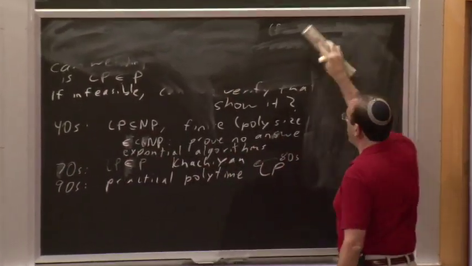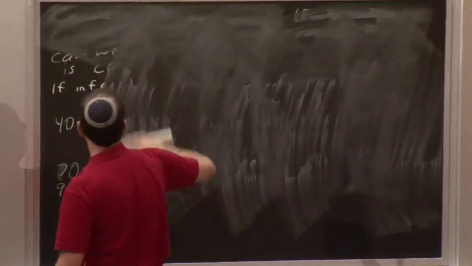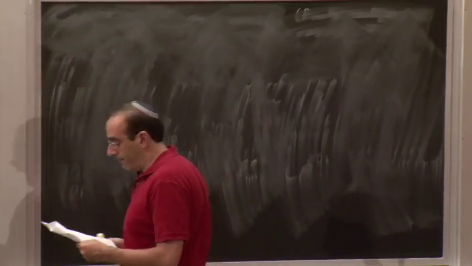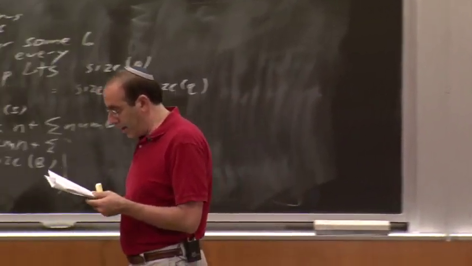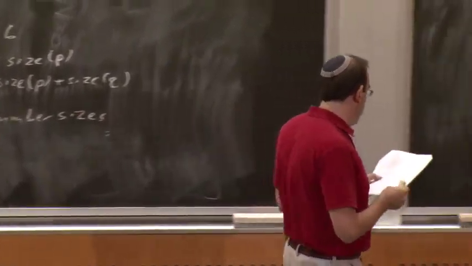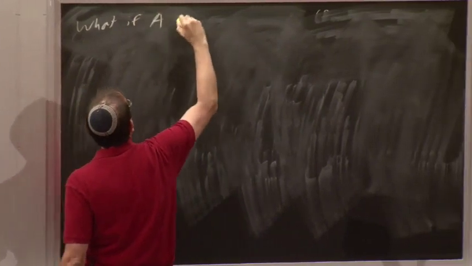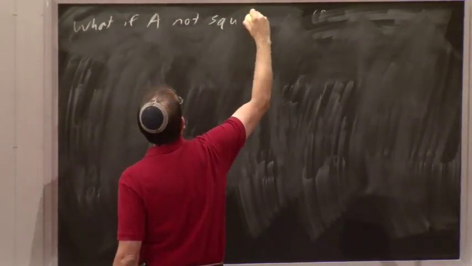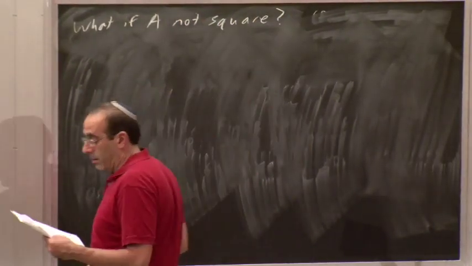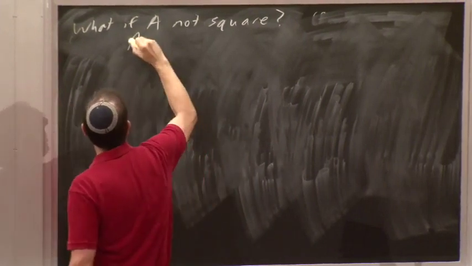So now we've kind of examined the square case. We know when we have a square A, what to do. What if A is not square? I'm still thinking about AX equals B.